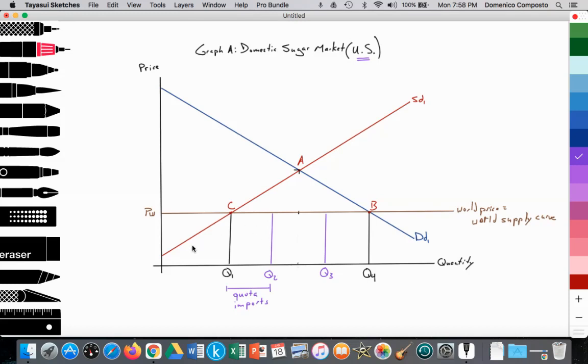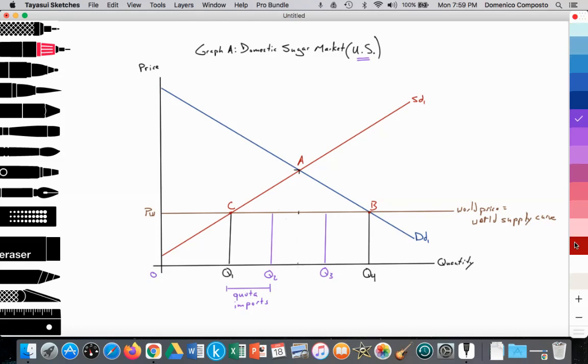So what happens? We have domestic production going from 0 to Q1 up to C. Then we have imports from Q1 to Q2 coming into the United States. But then we see from Q4 to Q3, there is a shortage. All right? Again, at the world price, quantity demanded is greater than the quantity being supplied both domestically and with imports. And we know that with a shortage, that puts upward pressure on price.